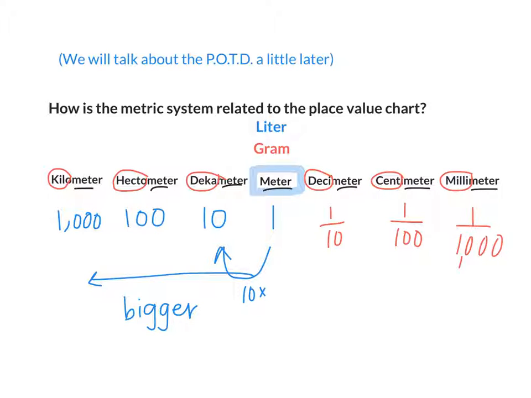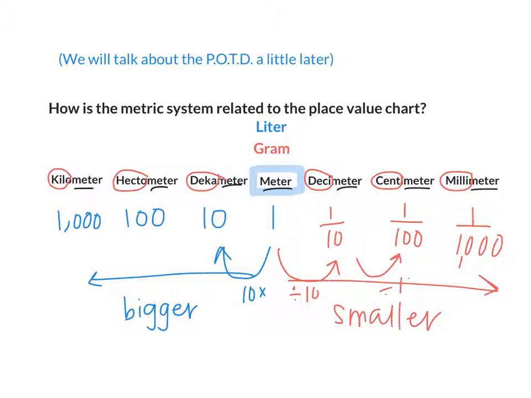So as I move this way from the meter, are the units getting bigger or smaller? Smaller. And each time, for instance, when I move from the meter to the decimeter, how many times smaller is it getting? 10 times. So it's like I'm dividing by 10. To get from here to here, I'm dividing by 10. To get from here to here, I'm dividing by 10.